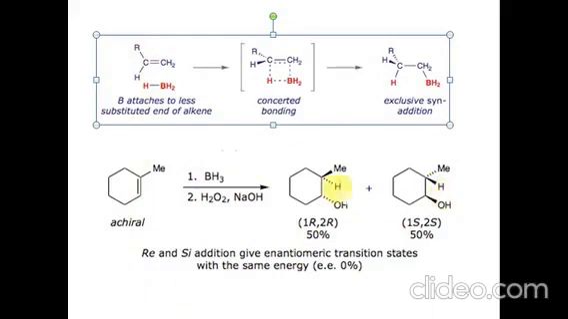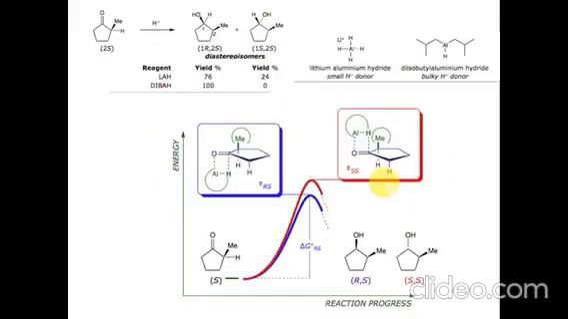Why? Because there are two options: both groups can add on the same side, either from below the plane or from above the plane. Since both have equal possibilities, although the addition is stereospecifically syn, this reaction gives you two products in 50-50 amounts, so the enantiomeric excess will be 0%.